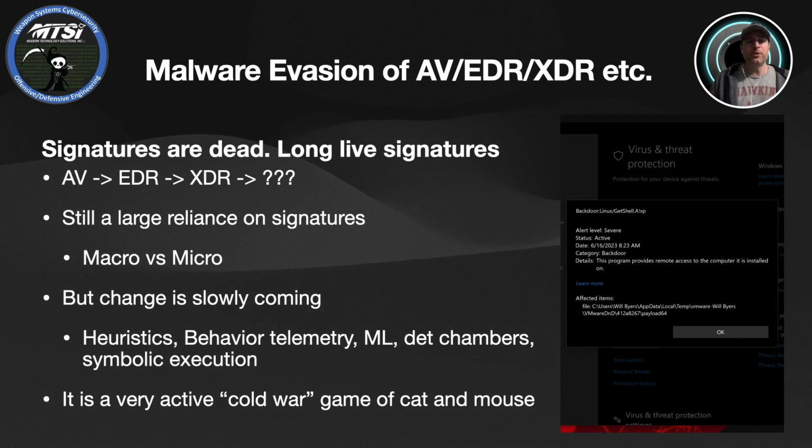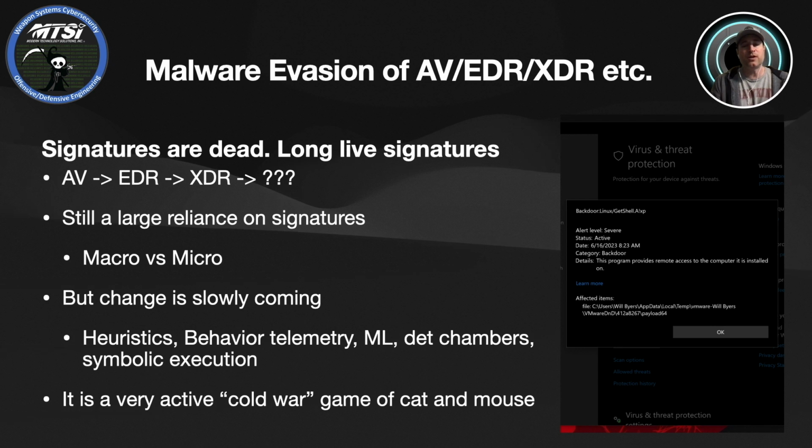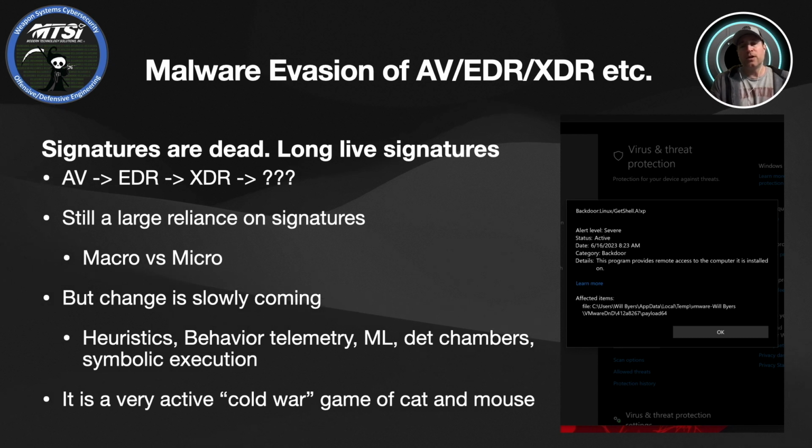Change is slowly coming with these tools. There's a lot of focus and emphasis on heuristics, behavior, telemetry, machine learning is big, detonation chambers, symbolic execution. All of these things are kind of the forefront in the ever-growing future of trying to detect malware. The problem is that these things sometimes come with a benefit cost, and there's always a trade-off with the vendors of these tools.